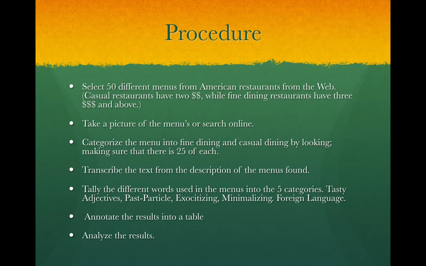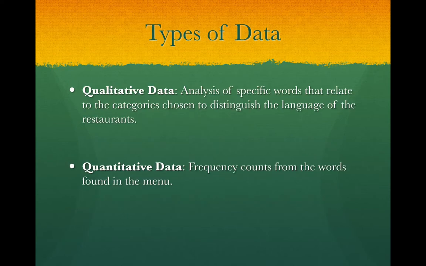I will then take a photo or download the menu, categorize the menu into the right class, make sure there is 25 of each. I will then transcribe the text from the menu, then tally the amount of words found into the respective categories. Then I will annotate the result into a table and analyze the results found. The type of data that is involved is qualitative data, where I will analyze the specific words and relate to the category, and also quantitative data from tallying of the words found.